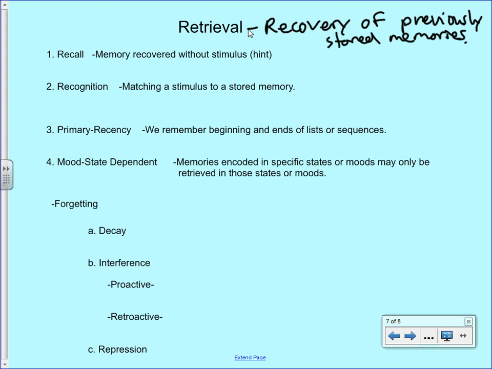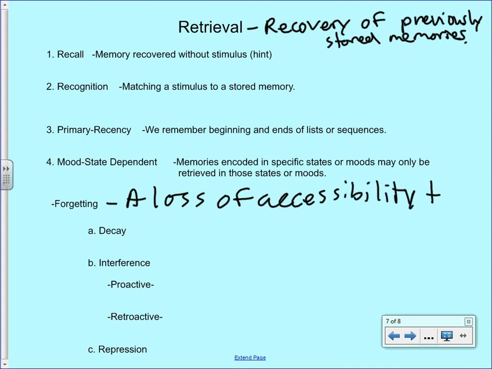And then lastly, I don't know if we'd consider this a part of retrieval, actually the absence of retrieval, but that is forgetting. So forgetting is the loss of accessibility to previously stored memories. There are a lot of theories regarding how we forget, and a lot of them are true for most of us. So the last thing I'm going to do today is go over a couple of these theories regarding how we forget.